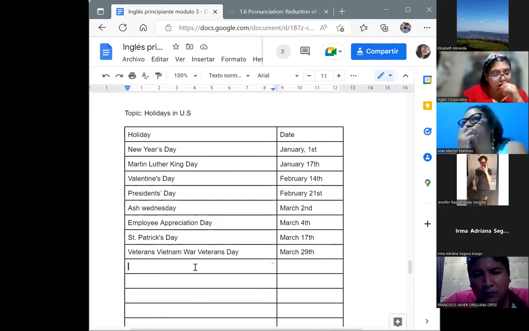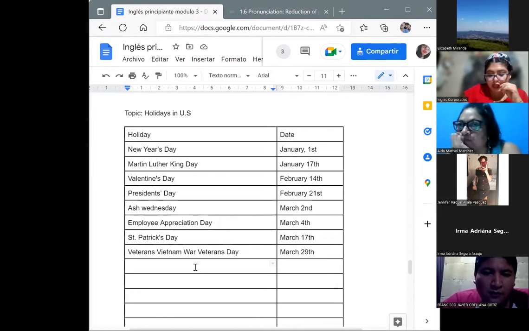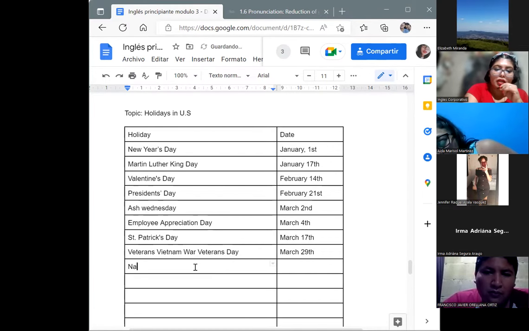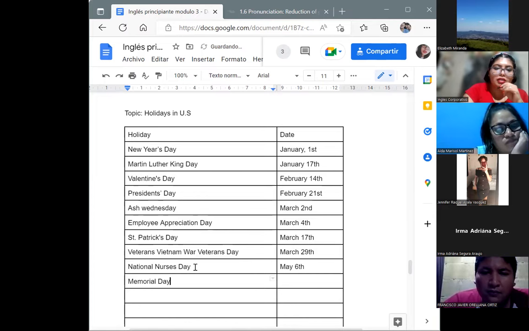Then in May, we have two different celebrations. In this case, National Nurses Day. Tenemos el Día Nacional de la Enfermera. That is on May 6th. Then we have another one in May, that is the Memorial Day, that is on May 30th.